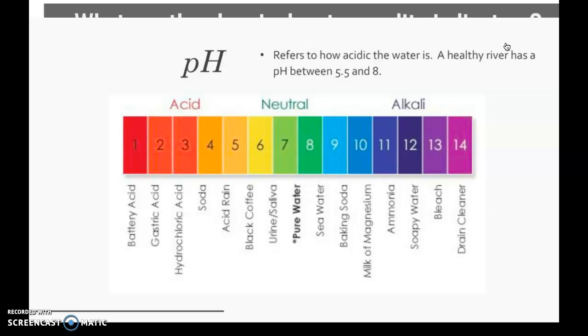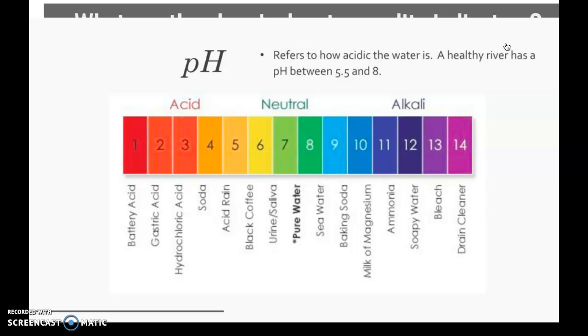The more neutral, the better the water quality is. We've got some known pHs here of different substances. So number 1 is battery acid. It's really acidic. Gastric acid 2, hydrochloric acid 3, soda 4, like baking soda, soda like pop.